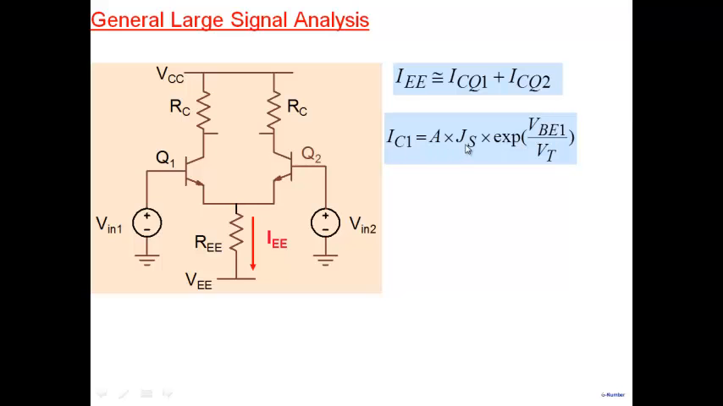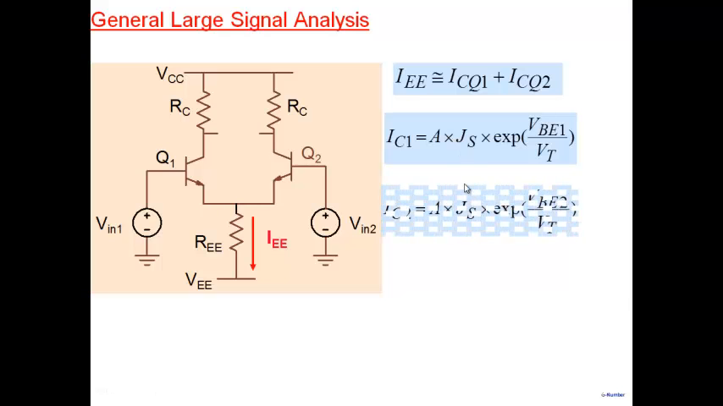This is the saturation current. This is area of the transistor multiplied by the saturation current density. So if you multiply them together, you get the saturation current. IC2 similarly, on this side, I can write it as, because remember Q2 is identical to Q1, so its saturation current is the same. So current that flows here will be equal to saturation current multiplied by exponent VBE2 by VT. It's base emitter voltage divided by VT.